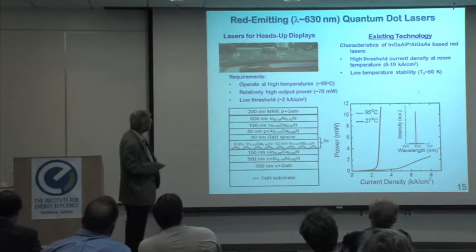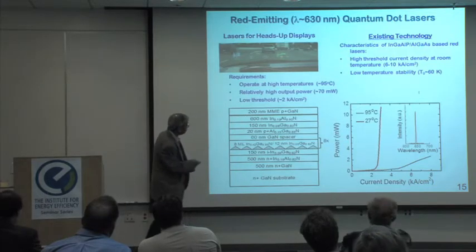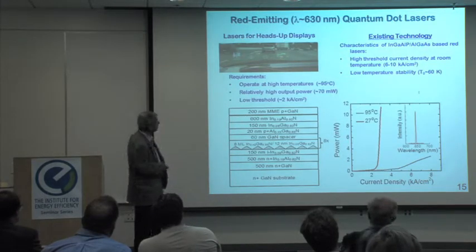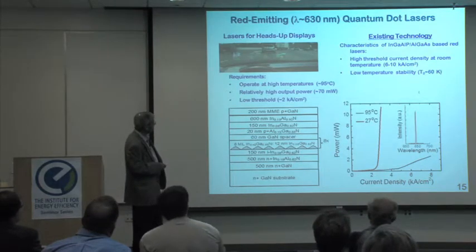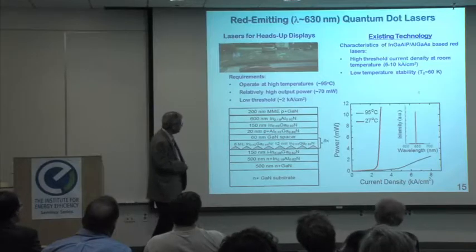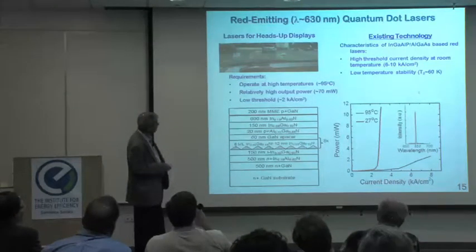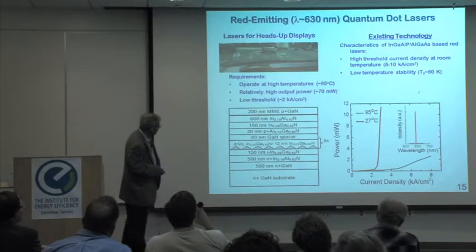And the existing red lasers, as many of you may know, are currently made with these indium gallium aluminum phosphide, AlGaInP, based devices. If you look in the literature at least, you'll see two things. One is the threshold currents are very high and the temperature stability is very poor.